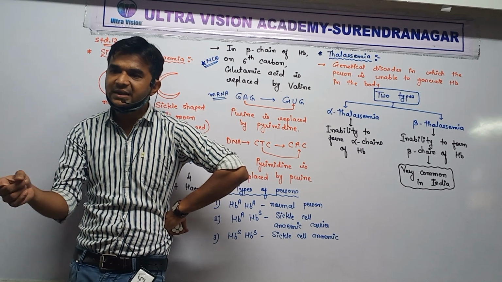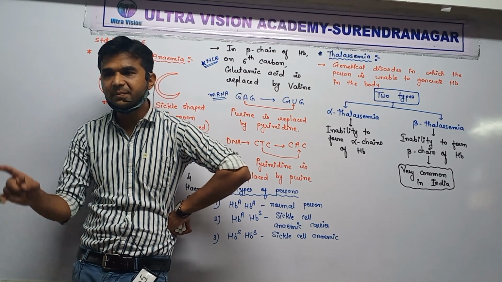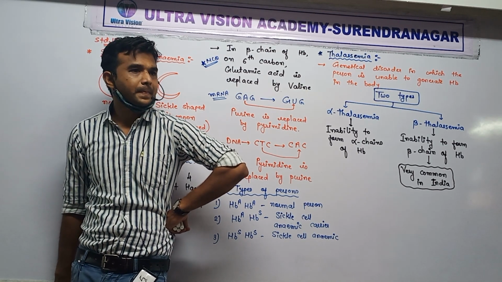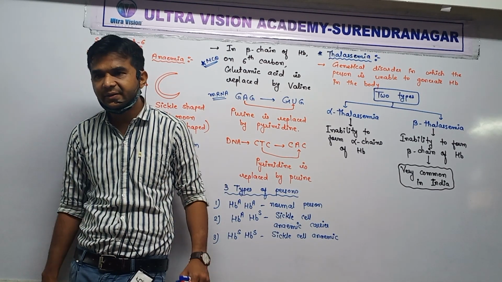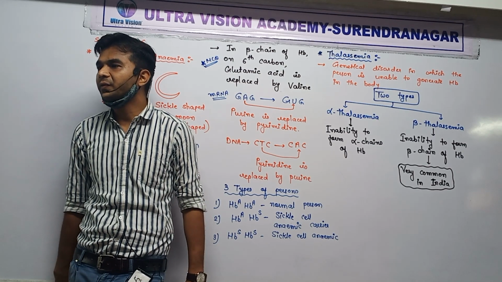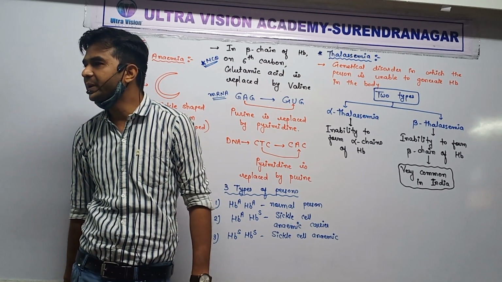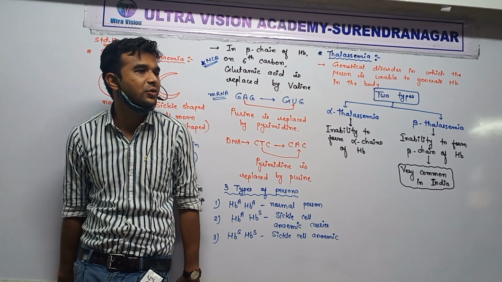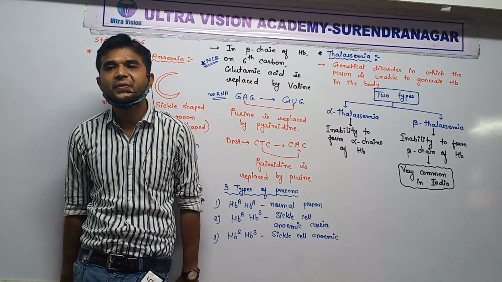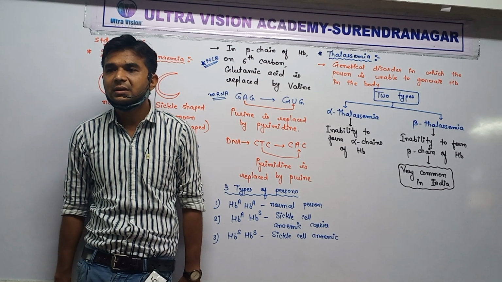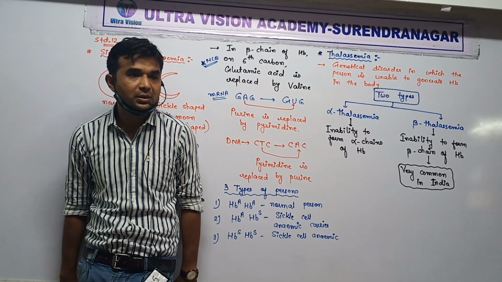But the person is thalassemia major in that. HbA1, HbA2, HbB, all the genes are affected, for the formation of alpha globin and beta globin. All the genes are affected, so we say that it is thalassemia major.